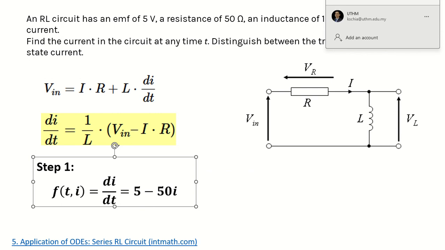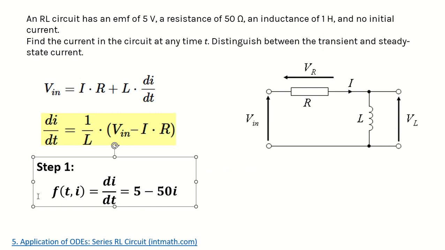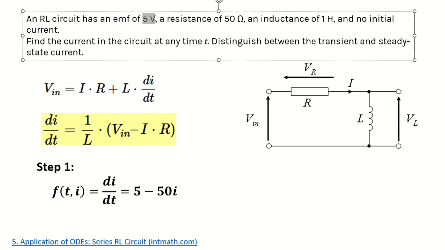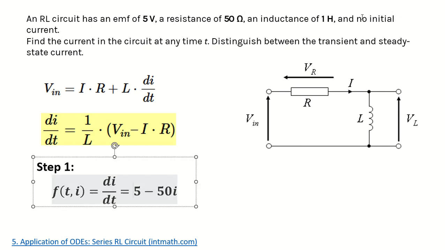So that's why we can get our first order differential equation, di/dt, equal to the information that we substitute, that is 5 for V in according to the given information. The R is 50 ohm and the inductor is 1, so 1 over 1 equals 1, so that's why it's not here.